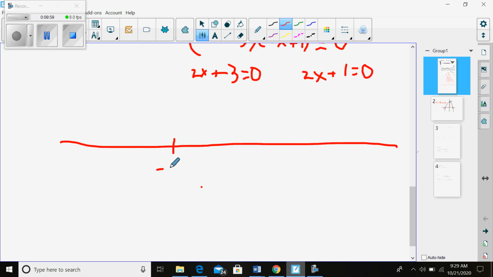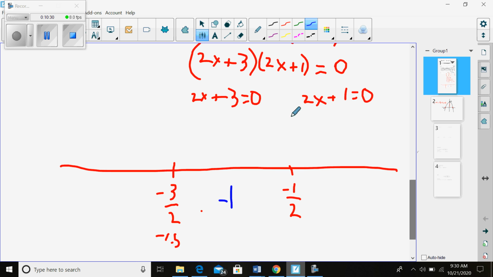Here's negative 3/2. So this is where my function is 0. So in between the two zeros, my function is either going to be positive or negative. Okay, so what I do is I pick any value. So this is negative 1/2. I pick any value in between here, like say negative 1. Negative 1 would fall between negative 3/2 and negative 1/2. And then I'm going to see if the function is positive or negative.